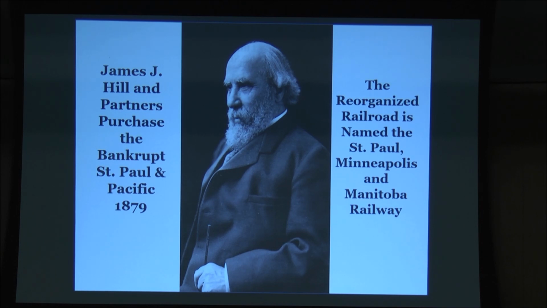The railroad, however, is never really successful. It struggles in all of its years. By 1873, so only 6 years in existence, it's going into receivership. It eventually does go bankrupt, and at that point in time, James J. Hill and a couple of business partners purchase it. So he becomes owner of the railroad in 1879. Okay? They reorganize the business, and they rename the railroad to St. Paul, Minneapolis, and Manitoba.